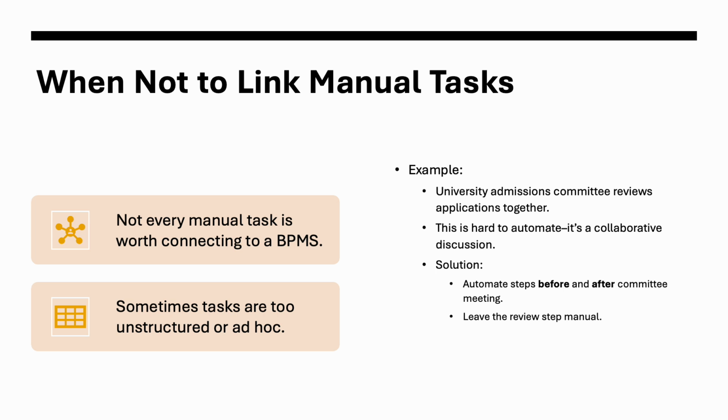However, sometimes it's just not practical to hook everything up to the BPMS. So for example, a university admissions committee that meets to review applications. That's a group of people having a conversation. It's not really a structured task that a BPMS can follow. So what do we do? We let the BPMS automate the steps before and after the committee meeting, like collecting applications and sending letters. Then we just skip the meeting itself. After the meeting, the BPMS can pick up again by processing the results. We call this splitting the process, and it's a key part of balancing automation with human collaboration.